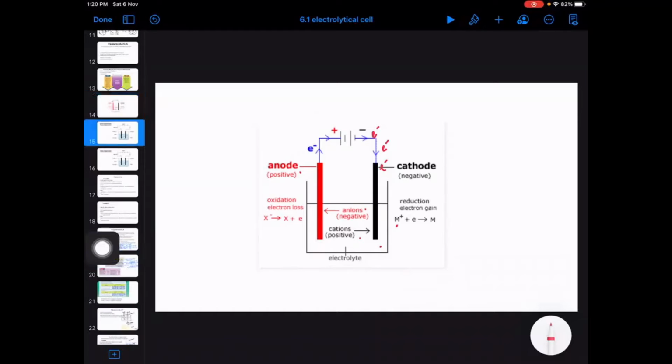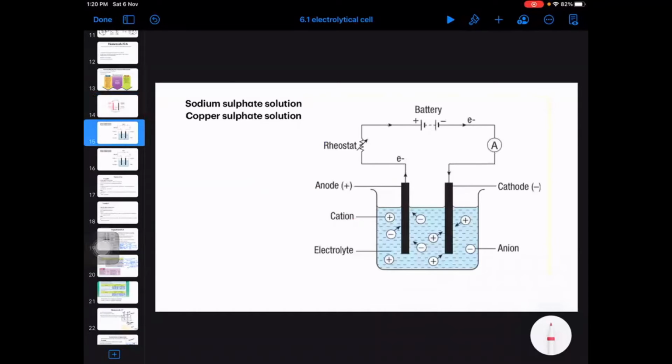Okay, so let's look at solution. In molten lead(II) bromide last time, in the video, there are only two ions, one positive and one negative ion. There is no other ion. However, in solution, for example sodium sulfate solution, you have four ions. Sodium is one positive ion, sulfate is one negative ion. The word solution tells you that there is water molecule inside.